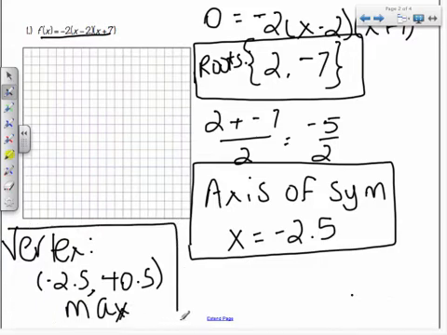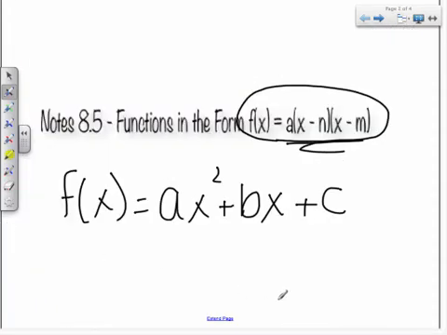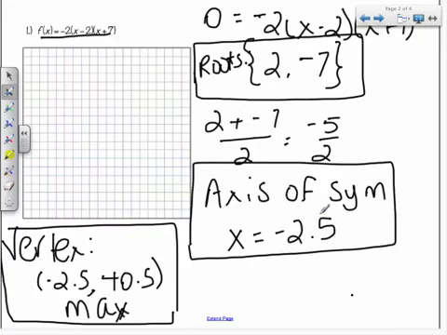Okay, and lastly, the last piece of information that's going to be helpful is my y-intercept. Now remember, the y-intercept is easy to find when it's in this format because it's just the c value. So I'm going to put it in that format right here.